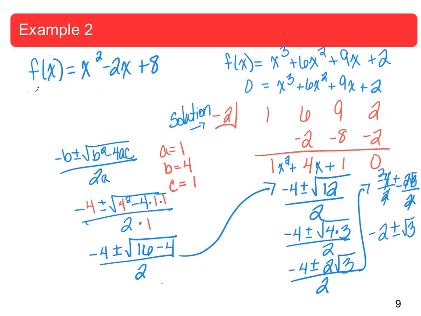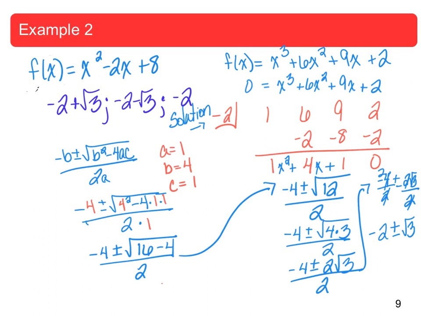What's my other solution? X plus 2 is a factor, so what's the solution associated with that factor? Good. So I have negative 2 plus square root of 3, negative 2 minus square root of 3, and then I've got negative 2.